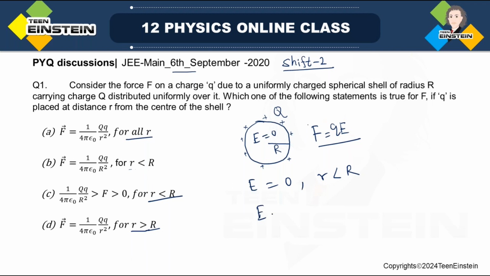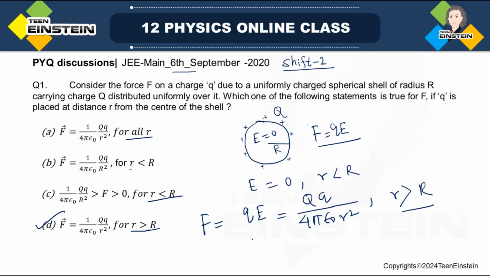And it will be equal to capital Q by 4 pi epsilon naught r square at any point outside the shell. So what will be the force then? Just multiply q here, so you get the force. So this is the force. So look, this fourth option is actually correct. All right.